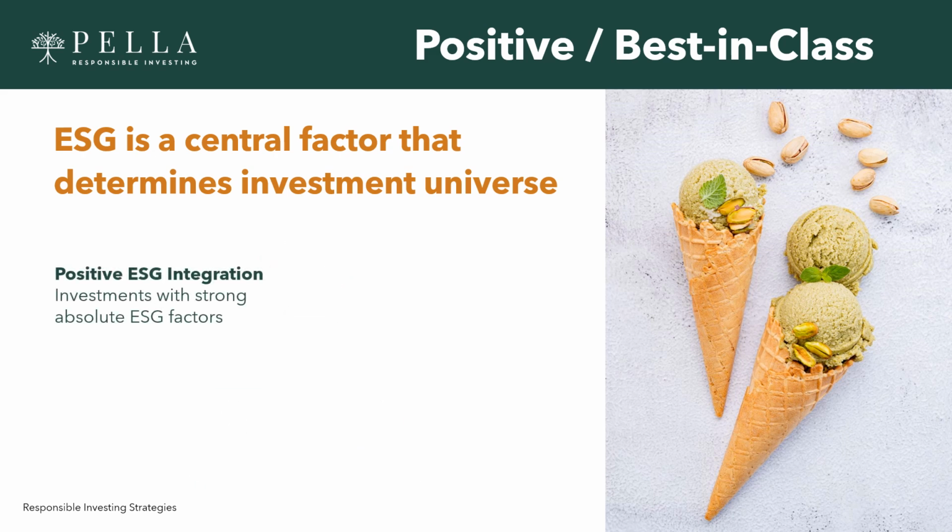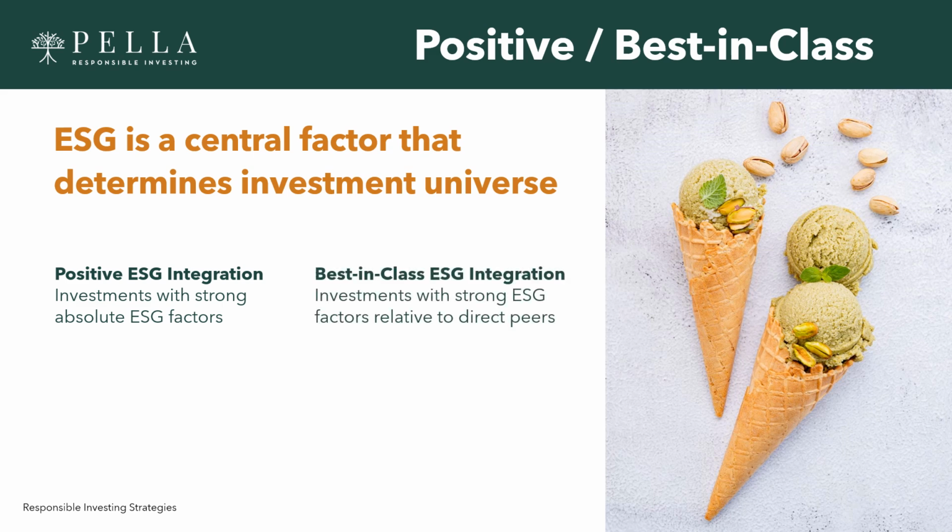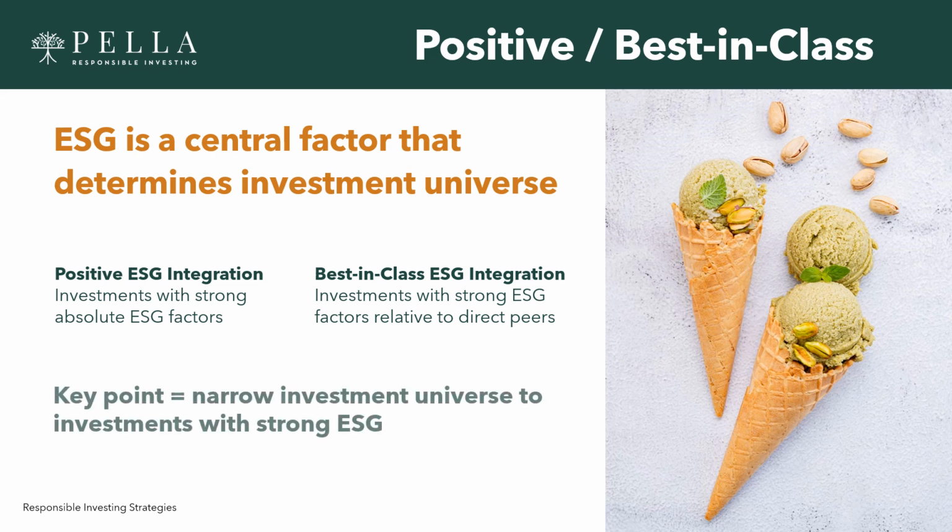Positive ESG integration searches for investments that exhibit strong absolute ESG credentials. It's about finding ESG leaders across the entire investment universe. Best-in-class ESG integration seeks investments whose ESG metrics outperform their direct peers. It's about finding the leaders in each sector who are setting the standards for ESG practices. The crucial point about these strategies is that they do more than just include ESG factors in the investment process. They actively prioritize investments that excel in ESG standards.